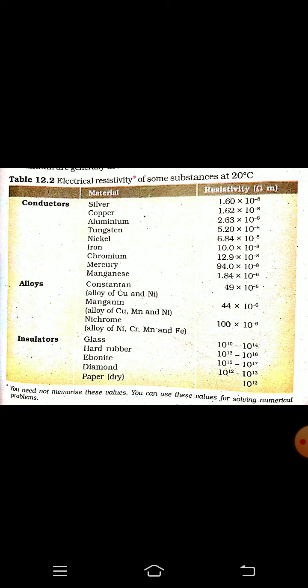So, this is all about the factors on which the resistance of a conductor depends. Now, the values given in table 12.2, you don't need to remember. We will use these values for doing numerical sums. When it is asked in a sum, the values will be given. So, you don't need to remember all these values.